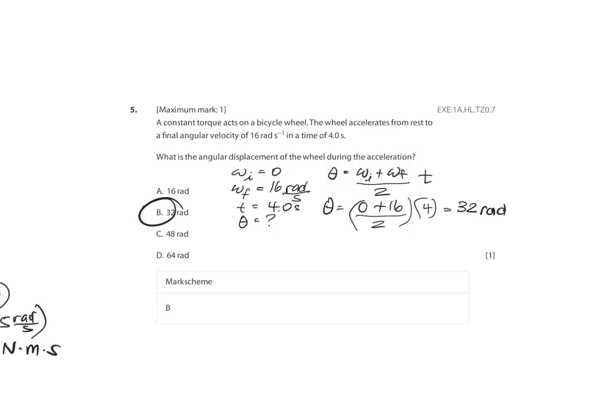So you can pretty much use the average angular speed equation, where angular displacement is the average of your starting and final angular velocities times the time. And so we slap that all together, we get 32. Just be careful when you're solving for theta. That's 32 radians, not degrees. Those are two different units. So 5 is B.